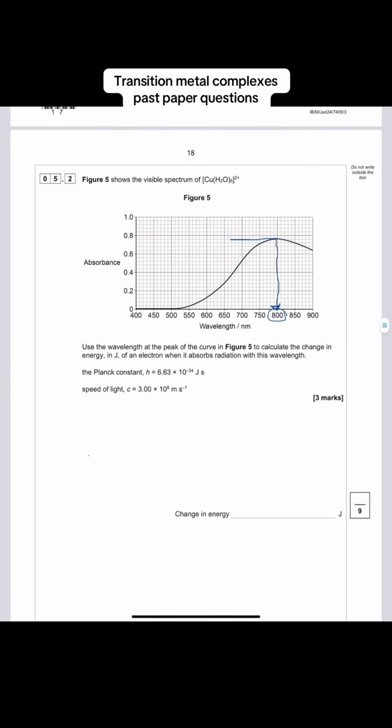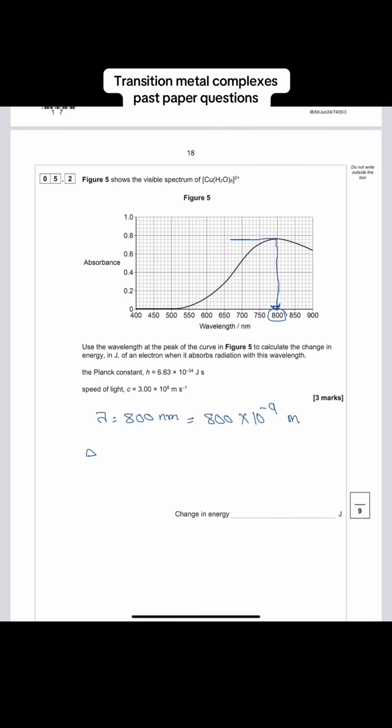So they want you to calculate the energy using this data. First of all, you need to find the wavelength. The wavelength here equals 800 nanometers. And we need to change that into meters, because when we calculate the energy, we need to use meters. So it will be 800 times 10 to the minus 9 meters.